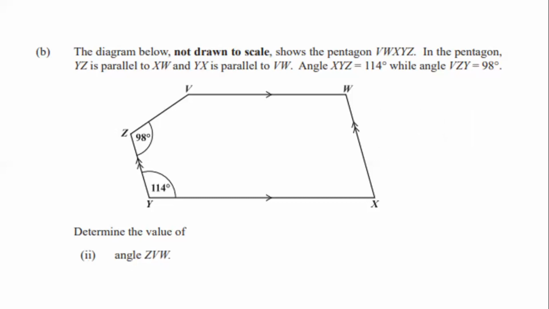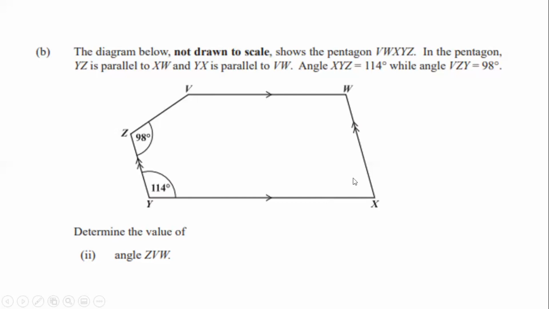Part 2 now asks us to find angle ZVW. So we're now looking for the missing angle, the magnitude here at V. This one requires a bit more thinking, but you're going to start with the same premises as in part 1. Now we're considering the parallel lines YX and VW, which are cut by this transversal WX.